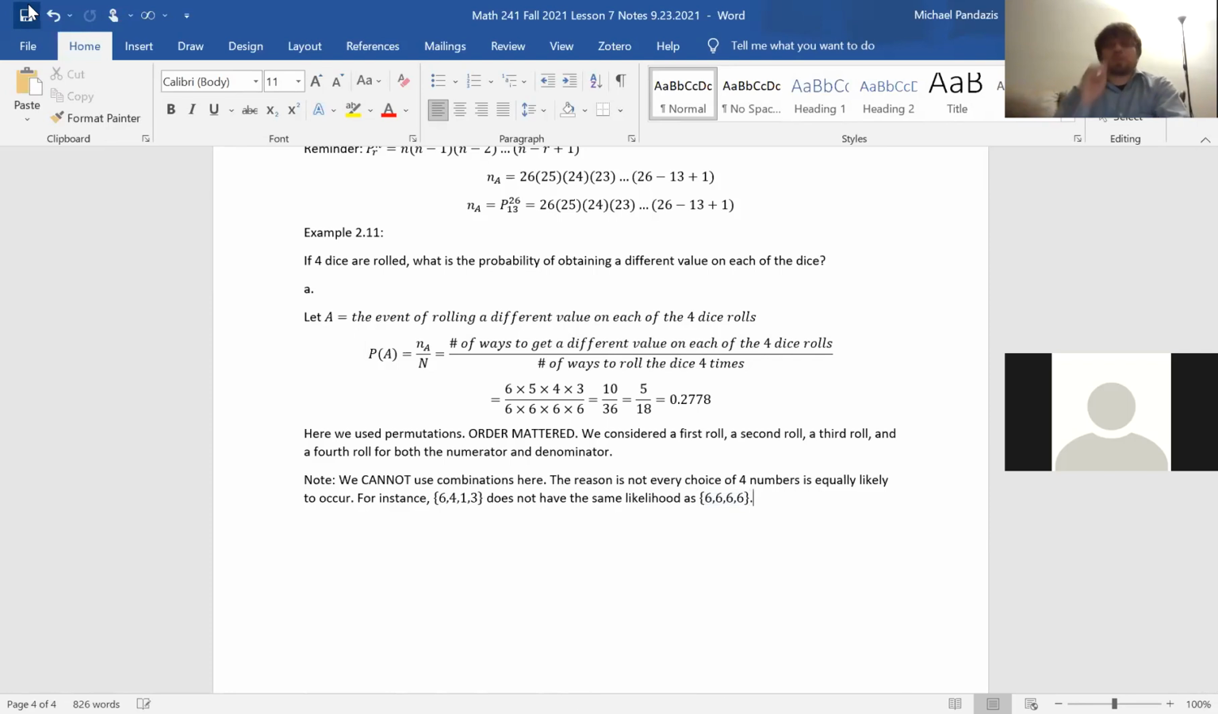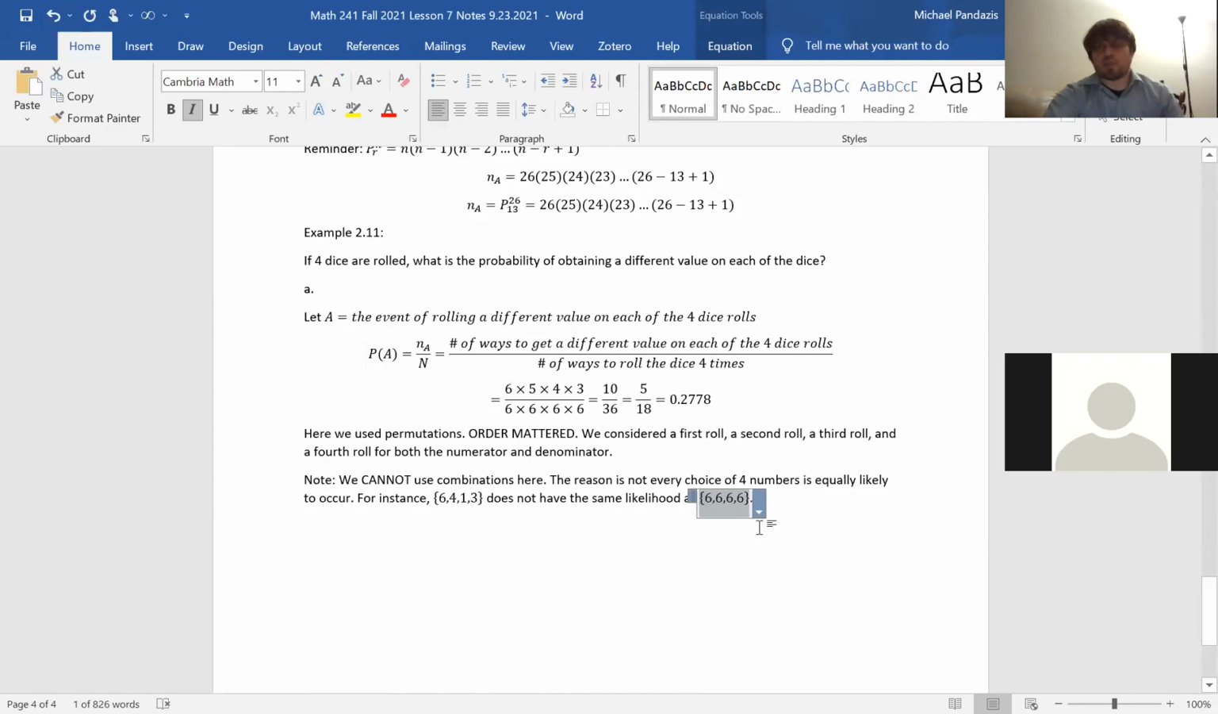If you were to choose 4 numbers, but you can choose the same one, then there's only one way to choose 6s 4 times. You just roll a 6 4 times. It's the only way it could happen. But a 6, 4, 1, and 3, that combination actually has 24 different ways it can happen, because you could choose any of these 4 numbers to go first, then any of the 3 to go next, then any of the 2 to go next, and then you have 1 choice left. So you have 4 times 3 times 2 times 1. There are 24 orderings of these 4 numbers.